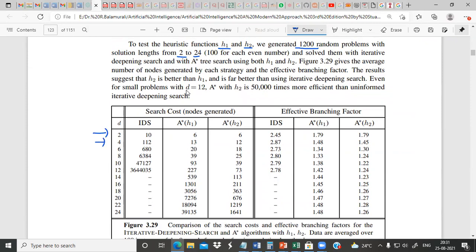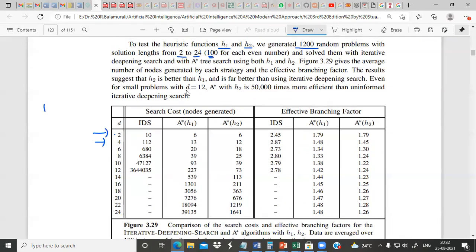That means at which level the solution is available. So the depth, if the solution is available at depth 2, then that is this case. At depth 4, depth 6, only even numbers were considered, 2 to 24. And for depth 2, 100 problems were created. For depth 4, 100 problems were generated. For depth 6, 100 problems were generated.